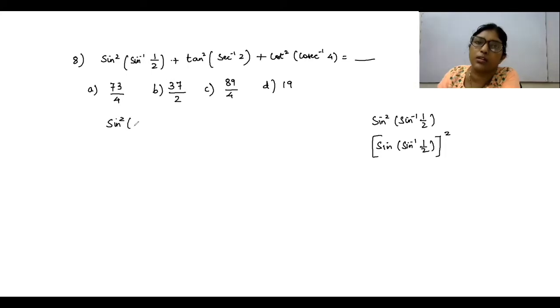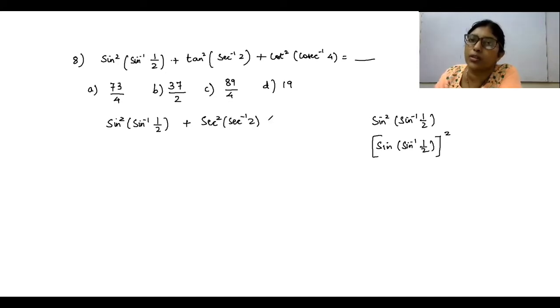So we'll be applying the same everywhere. Sine square sine inverse half, but for that we need sine and sine inverse. We need sec and sec inverse. So converting tan square theta to sec square theta minus 1 and cot square theta to cosec square theta minus 1.